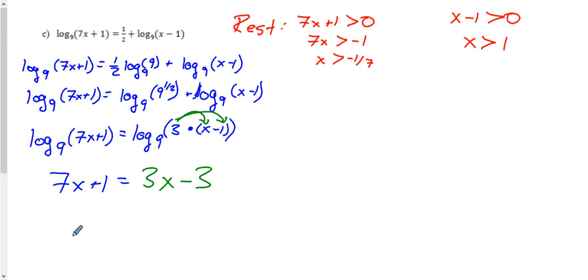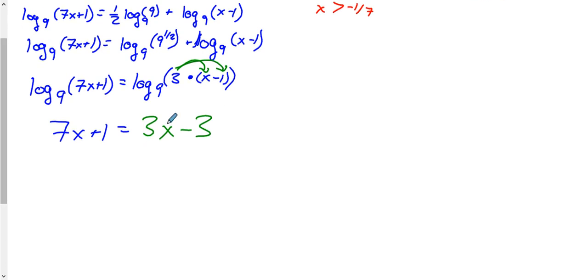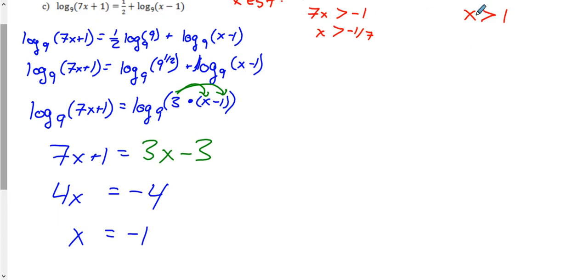Here I'm going to combine all my x's together. So moving this 3x to the left side, I have 4x left over. And this 1 to the right side, that's equal to negative 4. Dividing both sides by 4, x is now equal to negative 1. And again, I'm going to check my restriction. x equals negative 1. Is that greater than positive 1? No. So this here is an extraneous solution. And there we go. If you have any questions about today's lesson, please feel free to ask.